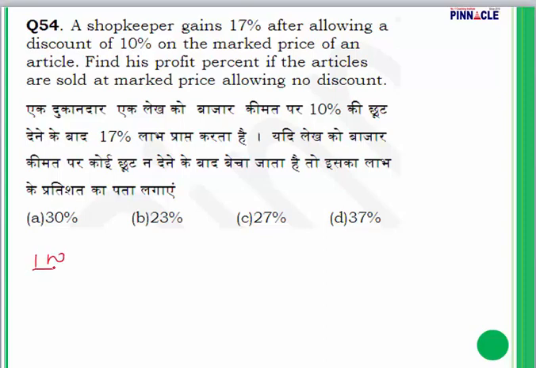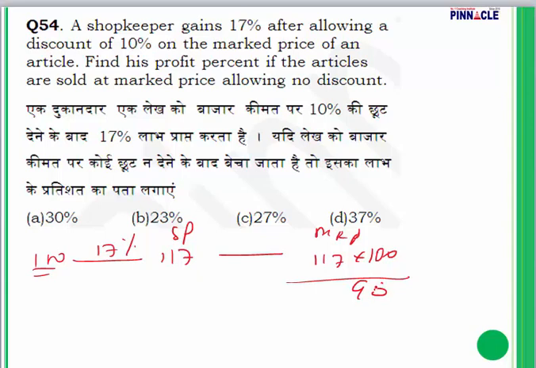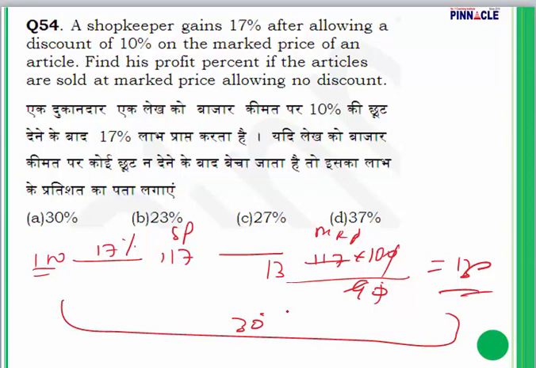Suppose this is CP, and the profit is 17% on CP. You can say 117 is the SP. And 10% is the discount, so the MRP would obviously be more. 10% discount means SP is 90% of MRP, so you will have 130 as the MRP. If he is selling at the MRP, that is at 130, then he is gaining 30%. The answer is 30% in this case.